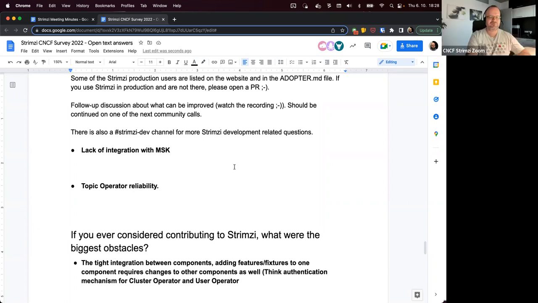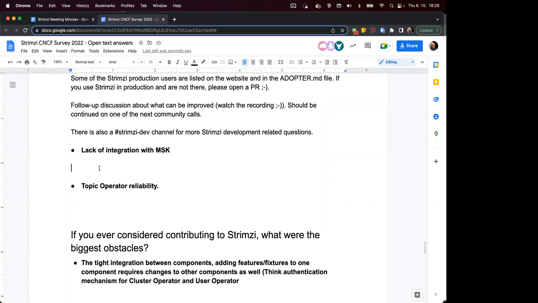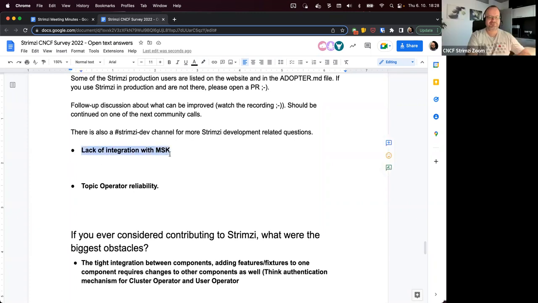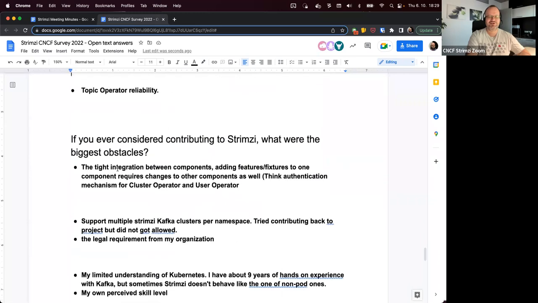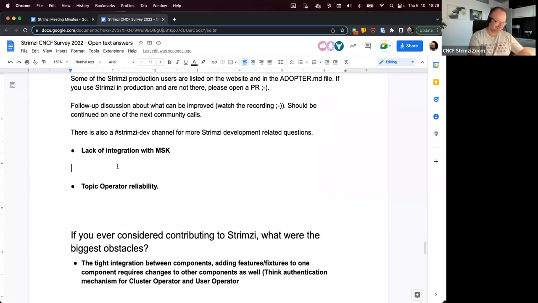Okay, should we move on? Yeah. Okay, I think the lack of integration with MSK, someone answered it for every single question. Let's get to it when it shows up in the next section.